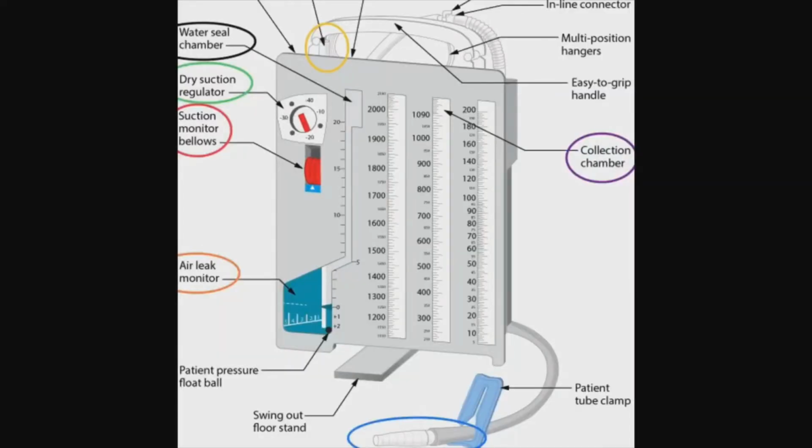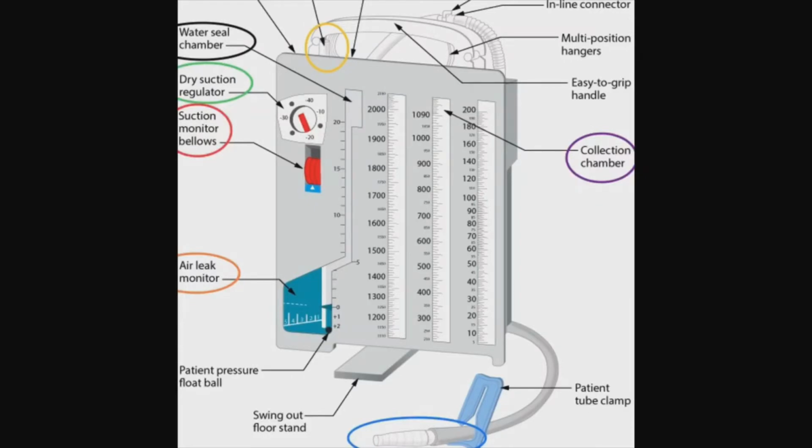Unfortunately, I did not have a dry suction container to show you guys myself, so I pulled up a picture of one and I circled some things that I wanted to point out. So as you can see on first glance, it looks a lot similar to your wet suction. You have your collection chamber on the right circled in purple, your patient connector on the bottom circled in blue, and your suction port on the top circled in yellow. So you also have a water seal chamber, just like your wet suction.